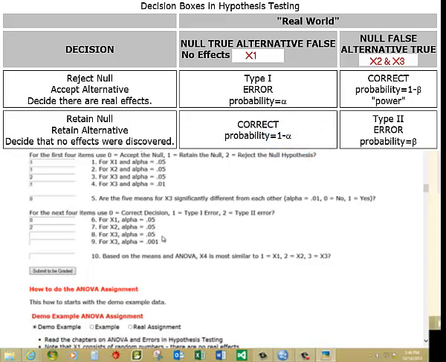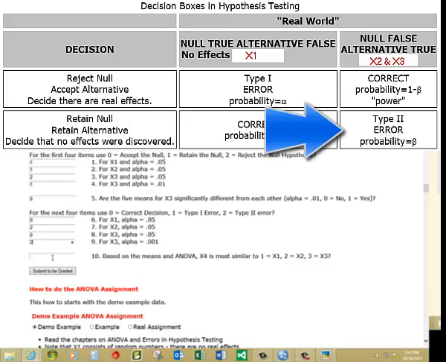For question number 8, we rejected the null hypothesis when in fact the null hypothesis was false. Therefore, we've made a correct decision. And for number 9, here we set alpha to a very low value, and we're going to retain the null hypothesis for x3 when in fact the null hypothesis is false, so we've made a type 2 error.